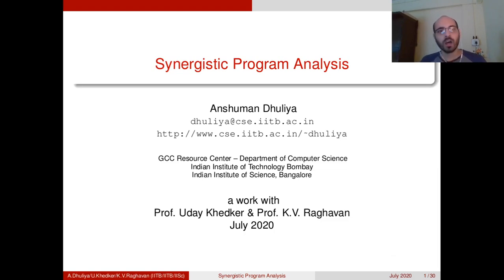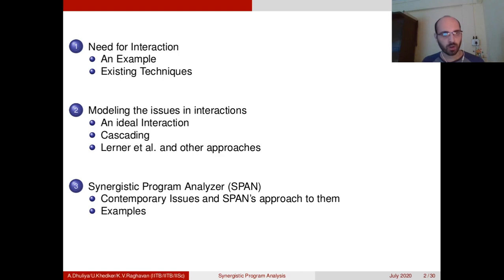Synergistic program analysis enables interaction between analyses in a very flexible manner, as we will see. I will talk about the need for interaction first: why we actually need interaction, modeling the issues in interaction, and then introduce synergistic program analysis and its application to demand-driven methods.